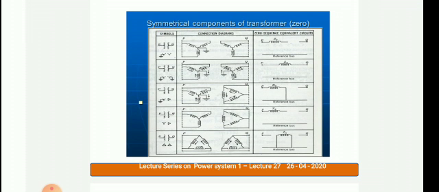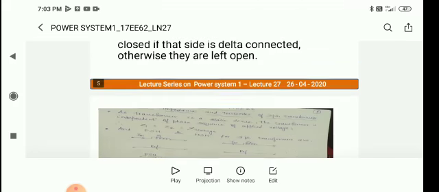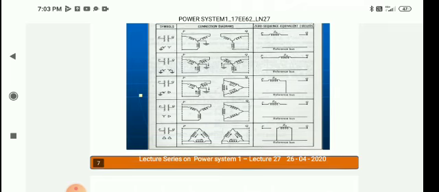It's immaterial whether it is a star solidly grounded or just without any ground. I will repeat the rule. The series switch of a particular side is closed if it is a star grounded, and the shunt switch is closed if the side is delta connected. Now I will come back to this slide again.